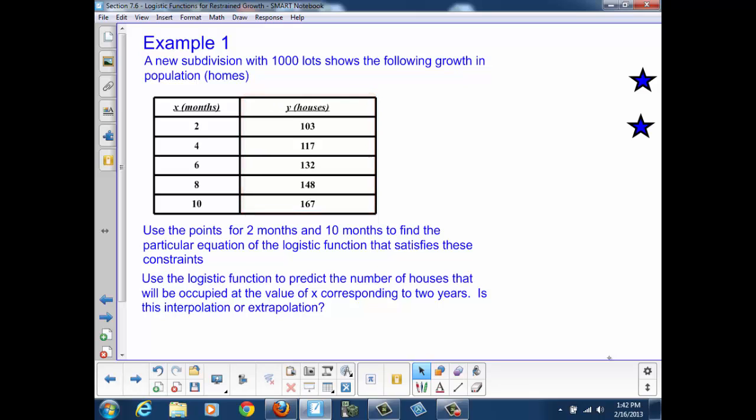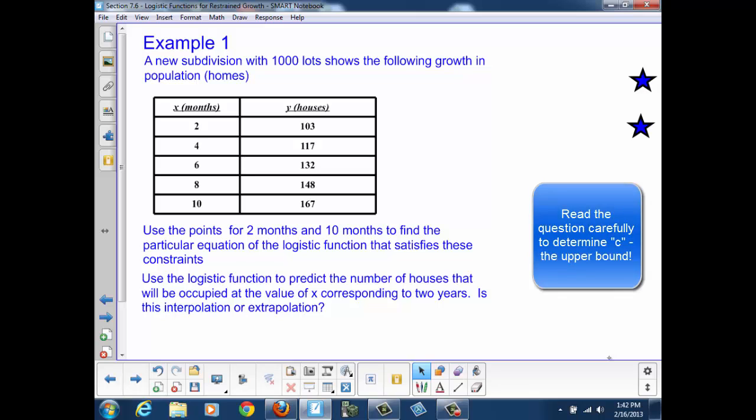So what we want to do is use the points for 2 months and 10 months to find the particular equation of the logistic function that satisfies these constraints. Now notice that we're only being asked to use 2 data points, but in our equation there were 3 unknowns, A, B, and C, which means that that third piece of information is given to us somewhere in the question.